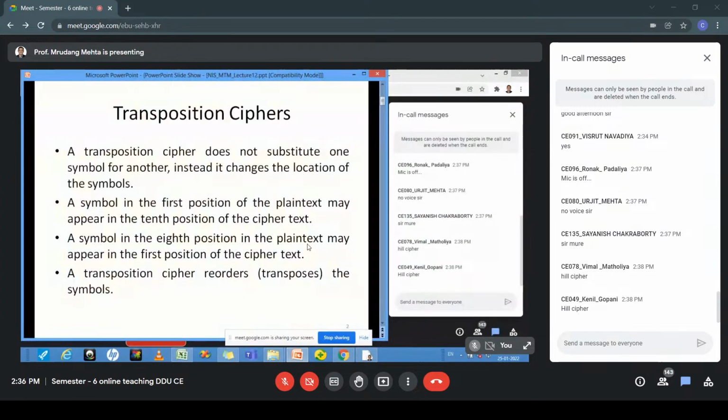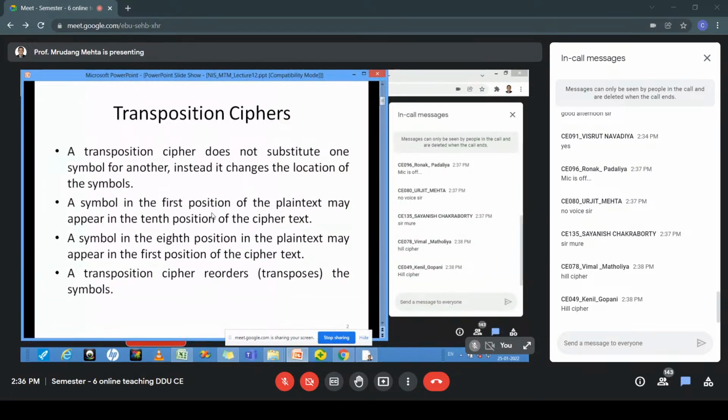Okay, so I will start transposition cipher. A transposition cipher does not substitute one symbol for another. Instead, it changes the location of the symbols. In earlier ciphers, we were replacing one character with another character. But in transposition, it is changing the location of the character. So the change is in the location, and because the location is changed, the character appears different.